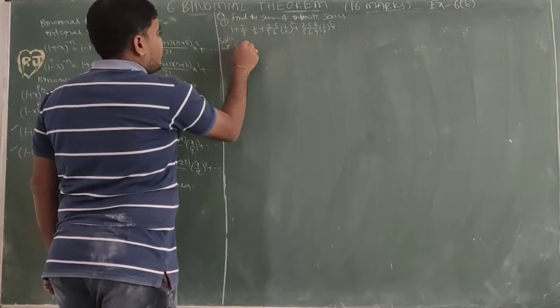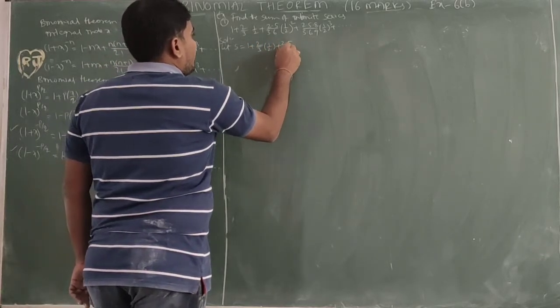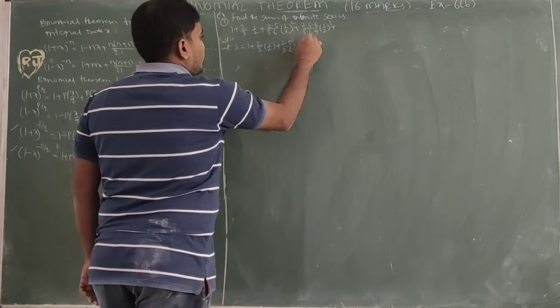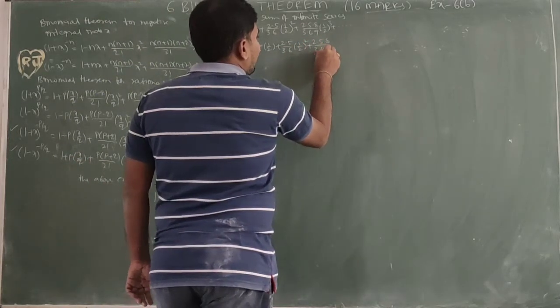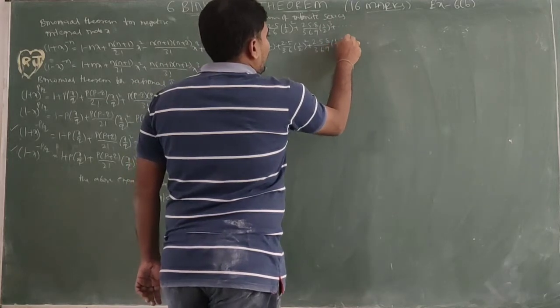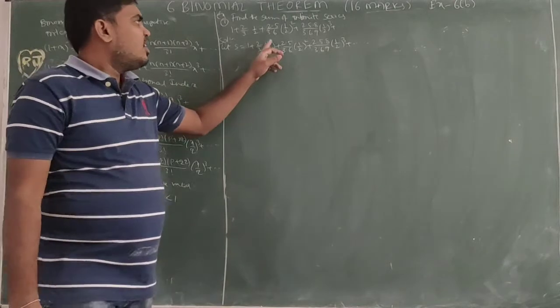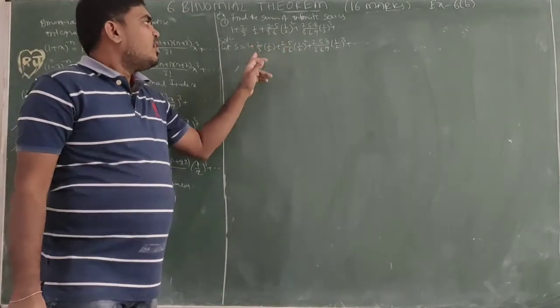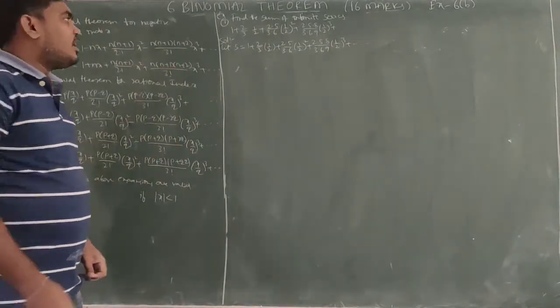Let S equal 1 plus (2/3)(1/2) plus (2·5)/(3·6)(1/2)^2 plus (2·5·8)/(3·6·9)(1/2)^3 plus up to so on. If we observe the denominators, they are 3, 3·6, 3·6·9, the 3 table. So I am taking 3 common.